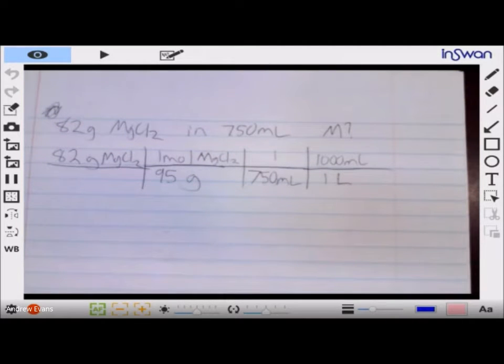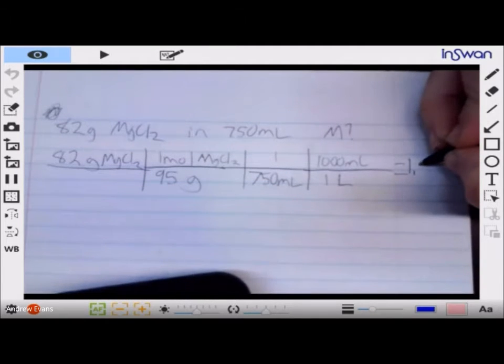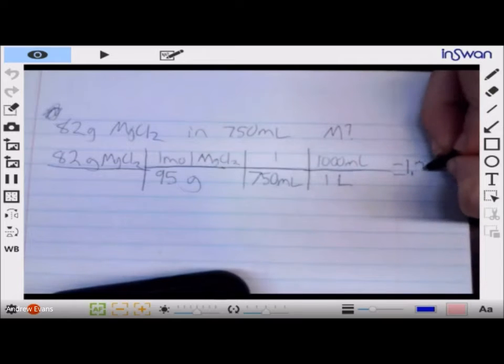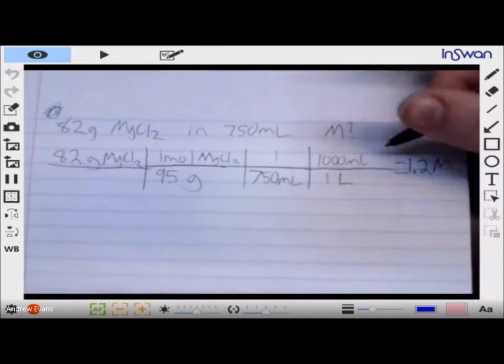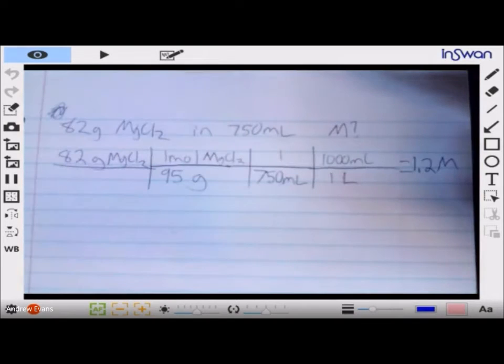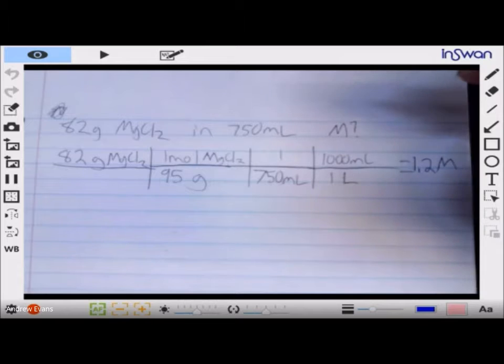So 82 divided by 95 divided by 0.75 is going to give us a molarity of 1.2 molar. It's 1.15, but once again, 2 sig figs, I'm going to keep it as 2 sig figs. That is a standard thing.